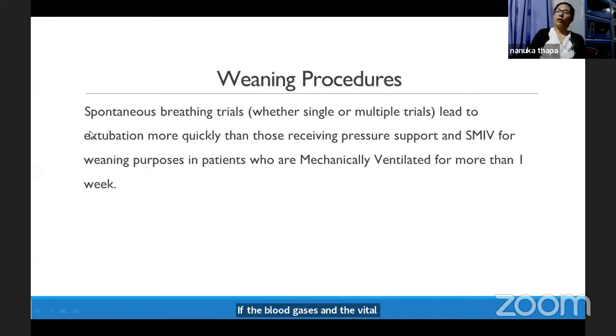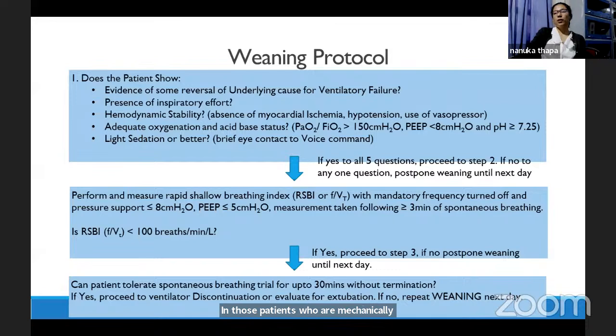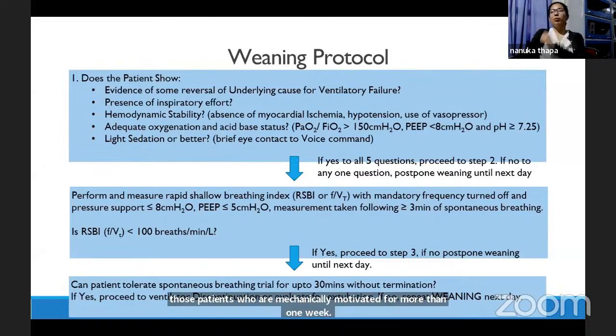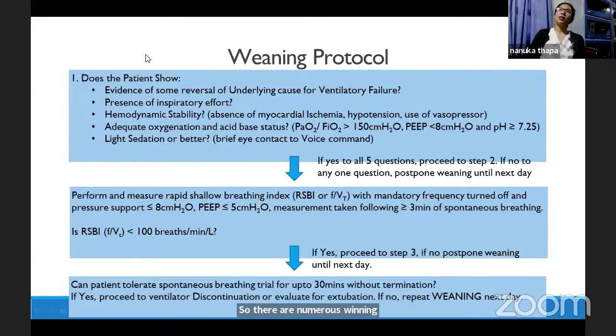What has been seen in literature is that spontaneous breath trials, whether given as a single or multiple trials, lead to quicker extubation in comparison to when we use pressure support mode or SIMV mode for weaning in those patients who are mechanically ventilated for more than 1 week. So there are numerous weaning protocols that can be used. Here is a brief description of safe weaning of patients.